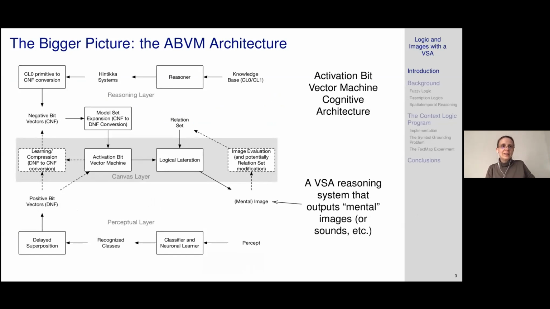Okay, this is the bigger picture, the activation bit vector machine, a variant of the VSA that is enabled for logics. So I have a reasoning layer here, perceptual layer here, and then also for imagery. So this is the intermediate between perception and reasoning.